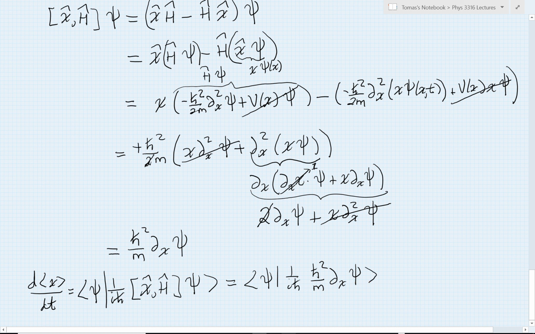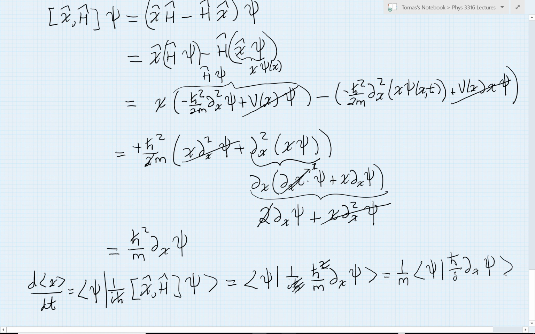And this gets even more interesting. Notice the h bar in the numerator will cancel the h bar in the denominator. I have a factor of 1 over m I could pull out. And what's left inside is the inner product of psi with this magic combination, h bar divided by i times the first derivative of psi with respect to x.